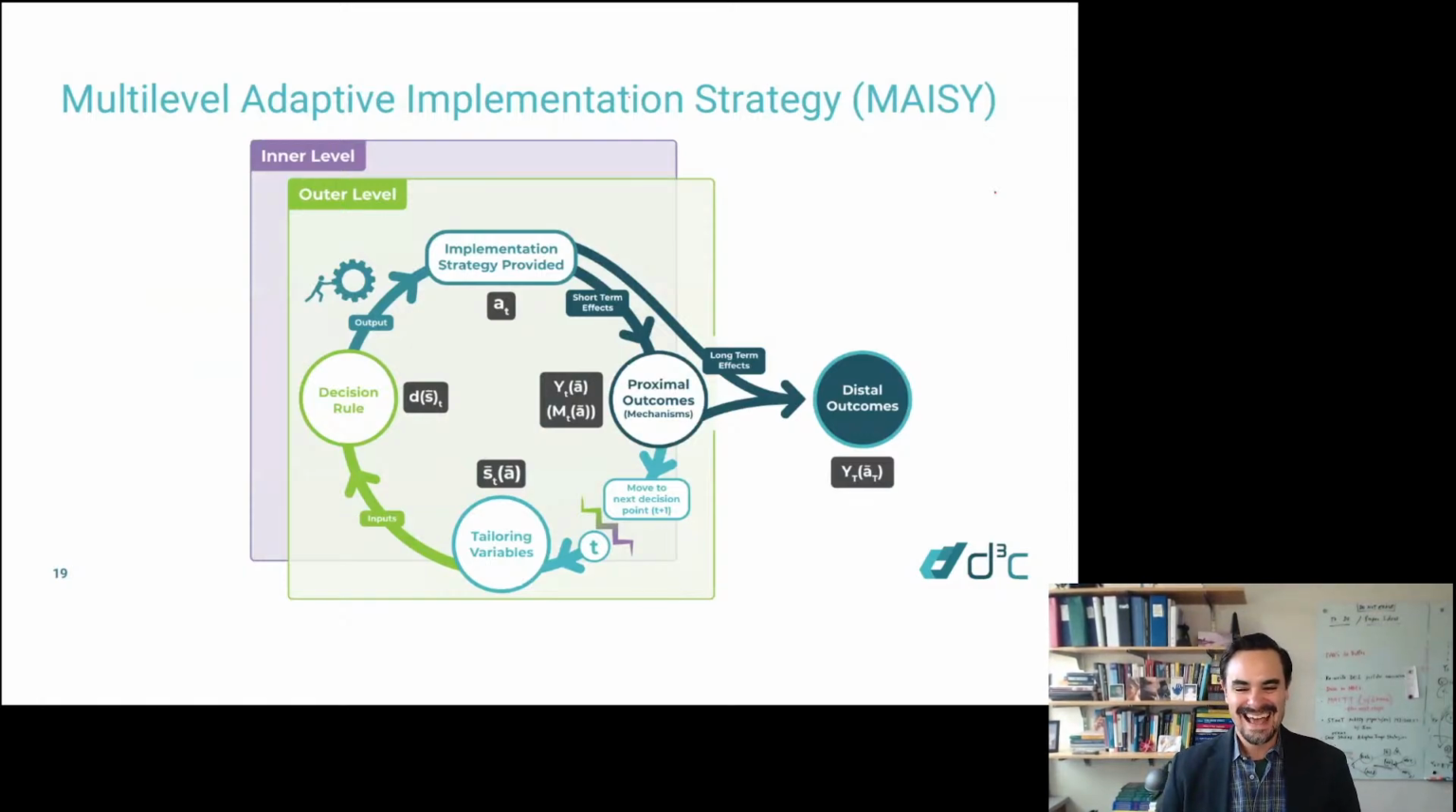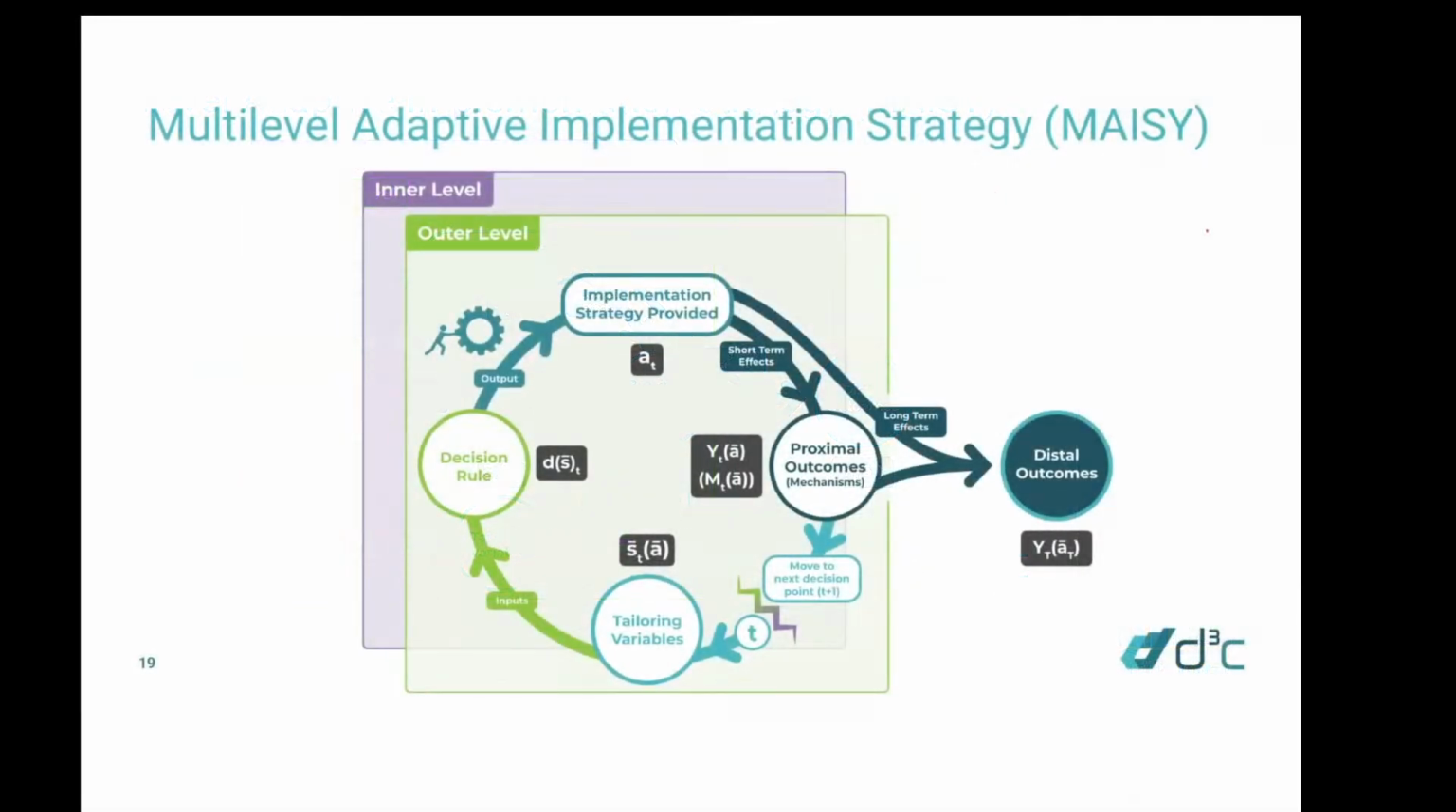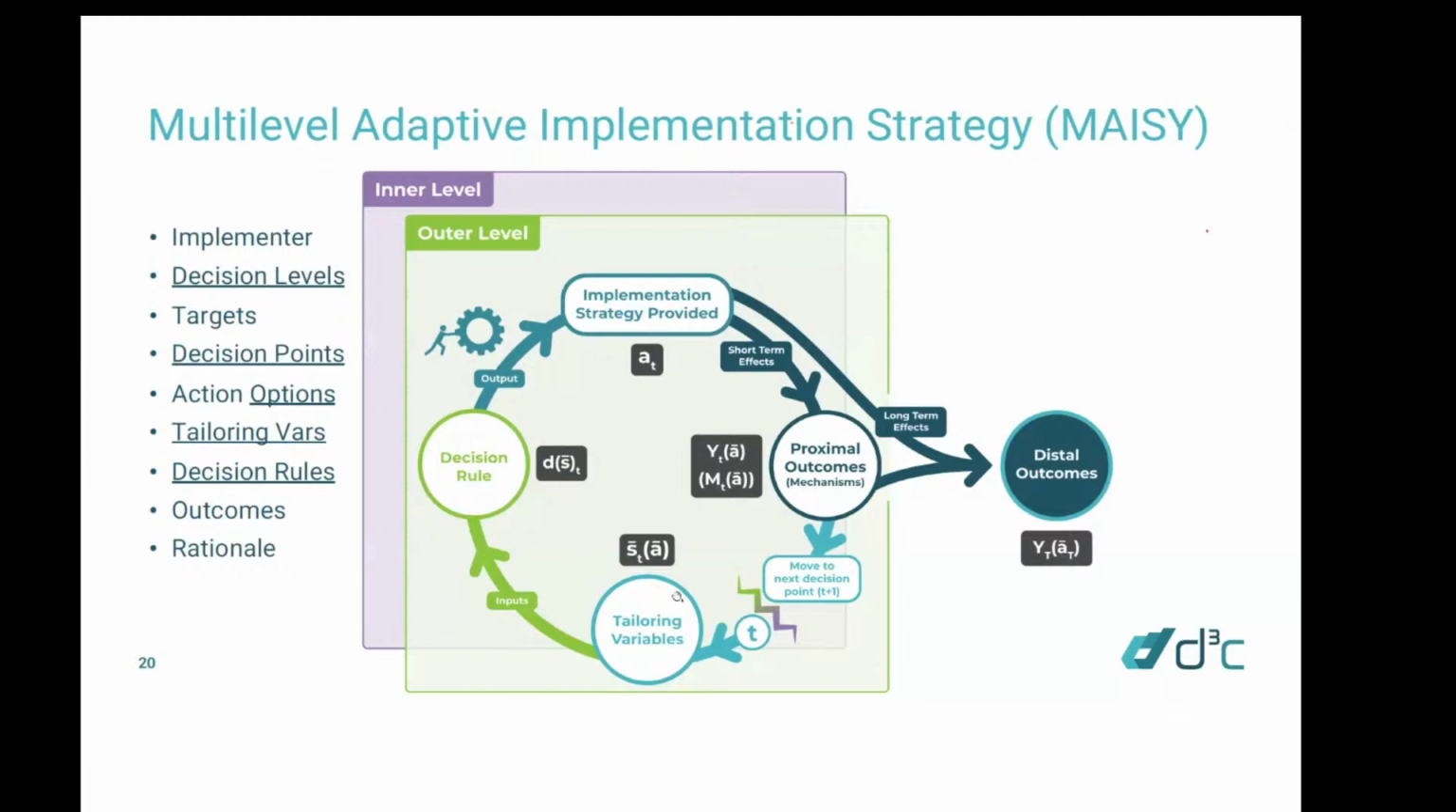All right, and so earlier I introduced just a regular vanilla standard implementation strategy. Here I'm showing you a MAISY. It's got a few other moving parts, which I want to talk to you about, okay? And you can see these other moving parts are mostly down here in the bottom, okay? All right, so how exactly is this any different from what you saw earlier on slide 7? I've underlined over here on the left the different components, okay? And let me tell you what they are.